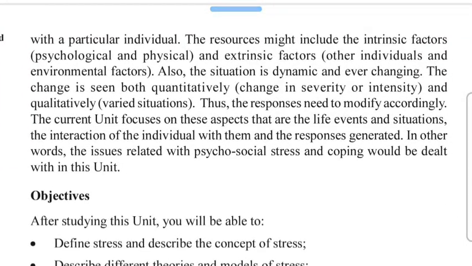The resources might include intrinsic factors, psychological and physical, and extrinsic factors, other individuals and environmental elements. Additionally, the situation is dynamic and ever-changing. Change is observed both quantitatively, changes in severity or intensity, and qualitatively, varied situations. Thus, the responses need to be modified accordingly.